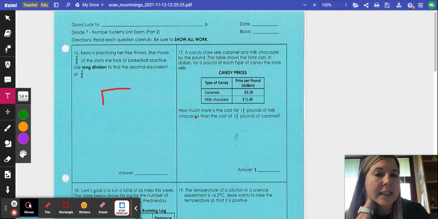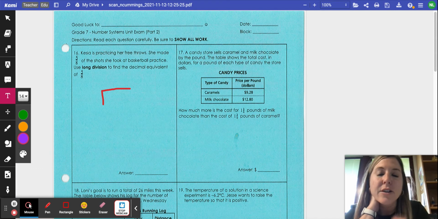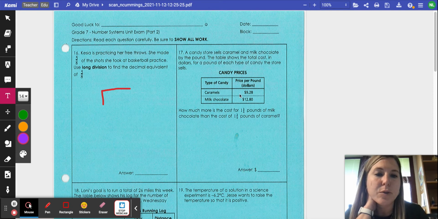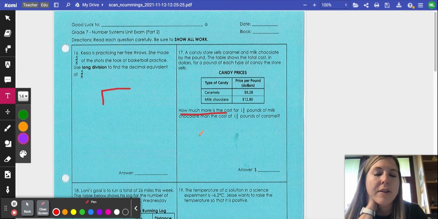Question number 17. A candy store sells caramel and milk chocolate by the pound. The table shows the total cost in dollars for a pound of each type of candy the store sells. So here are our candy prices. We have caramels, which are $9.28 per pound, and we have milk chocolate, which is $12.80 per pound. How much more, that's a key word you might want to underline, how much more is the cost for 1 3/4 pounds of milk chocolate than the cost of 1 3/4 pounds of caramel.